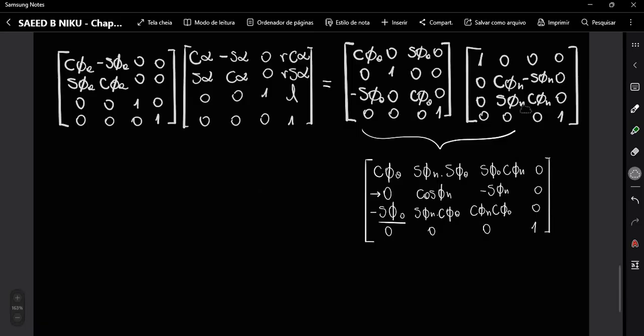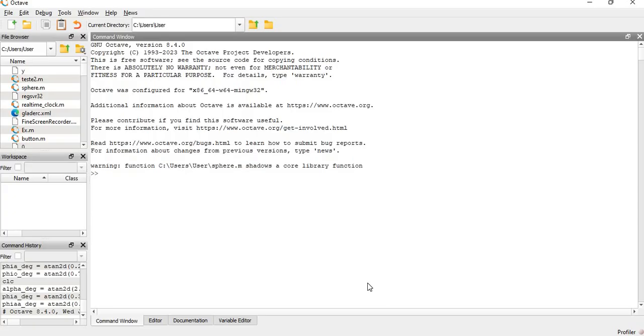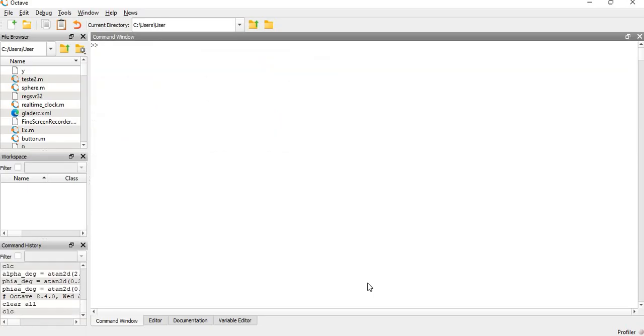And now we have to multiply this left side. Okay, so let's use Octave. Type clear all to clean Octave's memory, clc to clean the command window. Now we can type pkg load symbolic, and this way we will load the symbolic package.